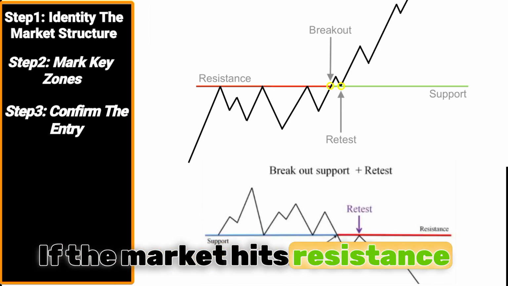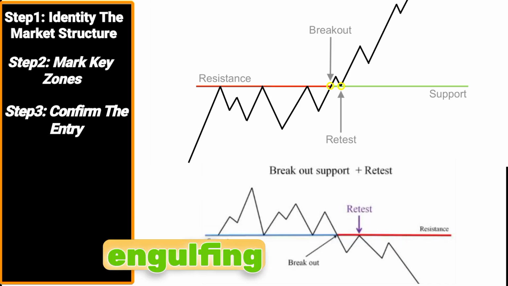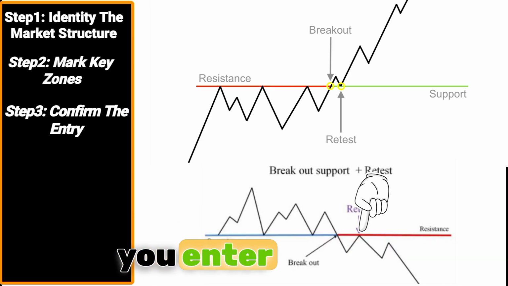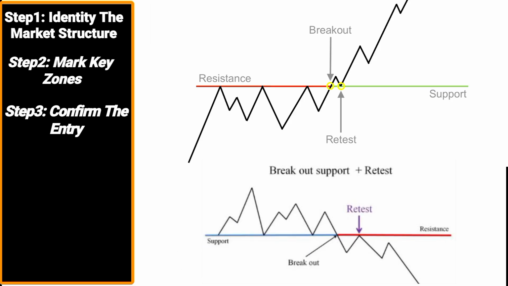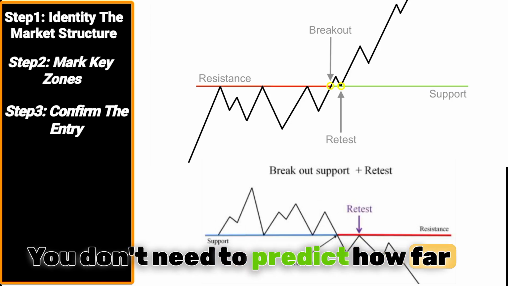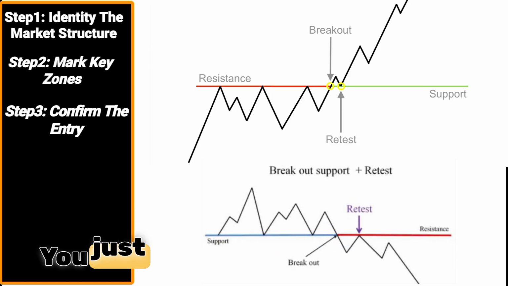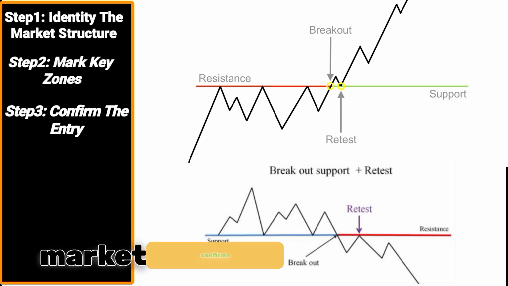If the market hits resistance and prints a bearish engulfing candle, you enter a sell. Stop loss above the rejection candle. Target the same 1 to 2 reward. You don't need to predict how far price will go. You just need to react when the market confirms your setup.